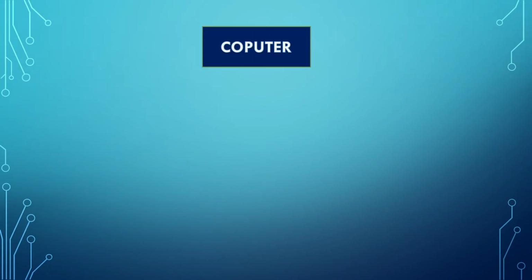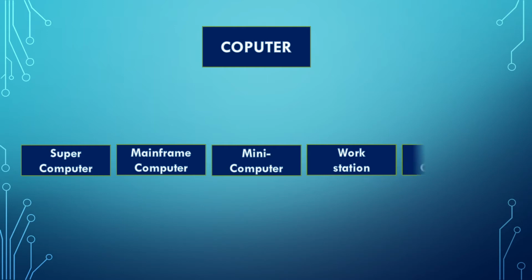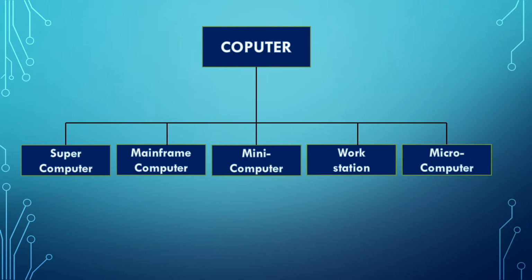Now let's see how computers are classified. Basically, computers are classified on the basis of size into 5 types. First is supercomputer, the next is mainframe computer, the other one is minicomputer, then workstation, and at the last, microcomputers. Now let's discuss them briefly one by one.